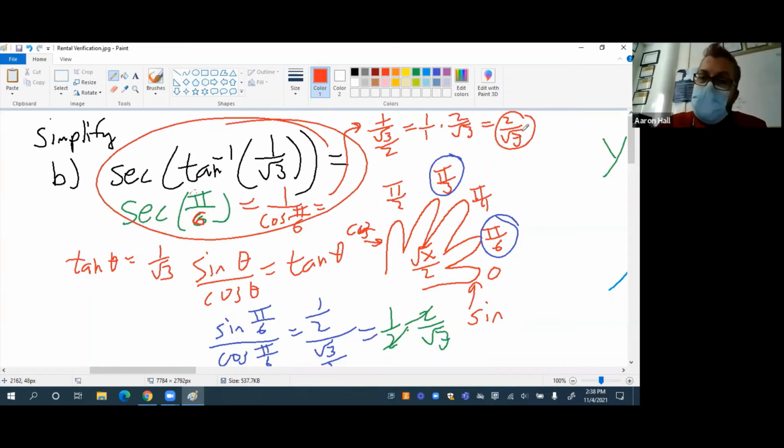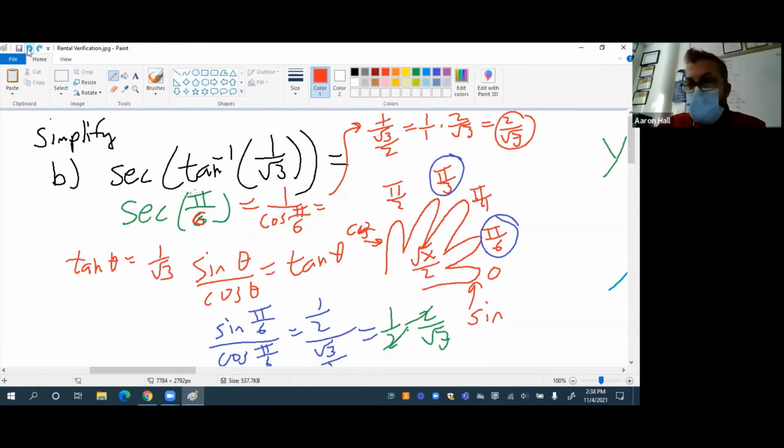Only thing I don't like is that I have a square root in the denominator, but you can certainly fix that by multiplying by 1 in the form of the square root of 3 over the square root of 3. But if it's free response, I don't want you to go any further. Just stop when you have the answer.